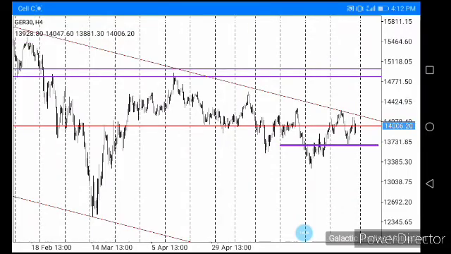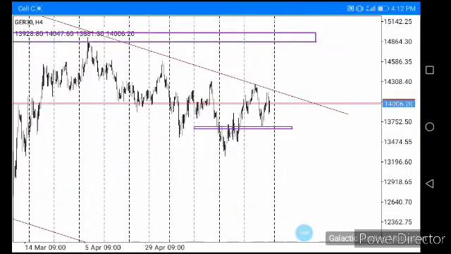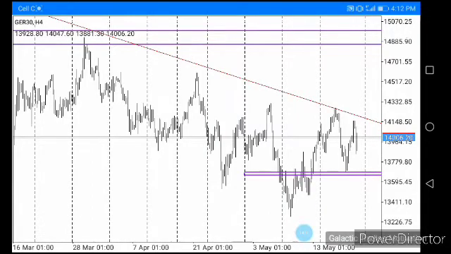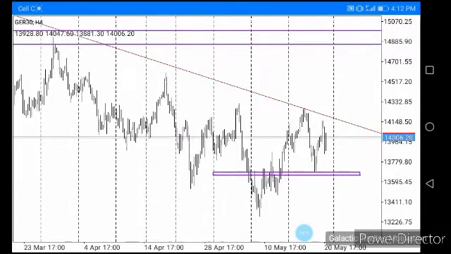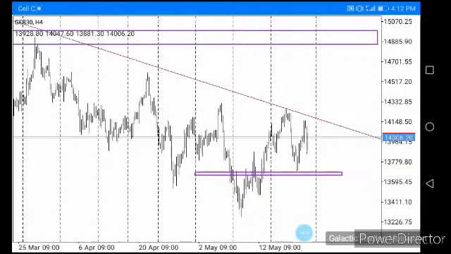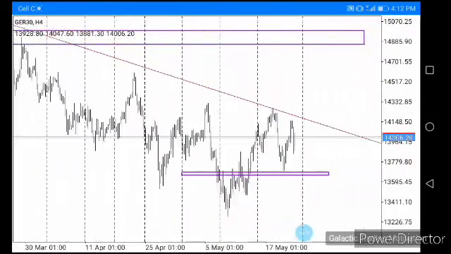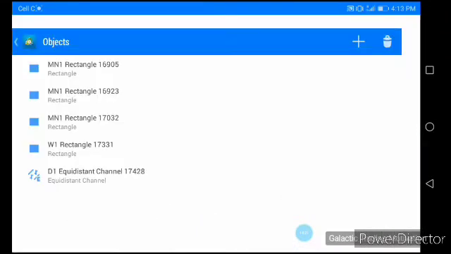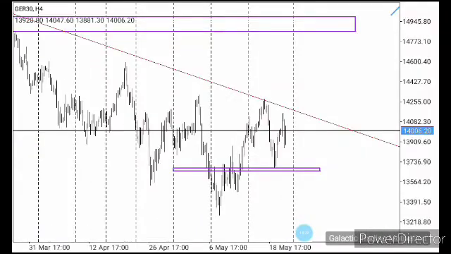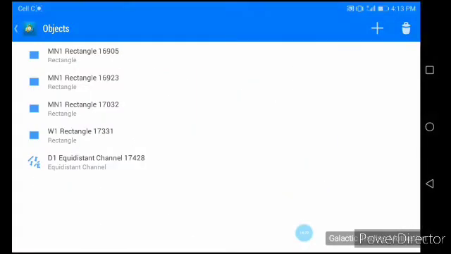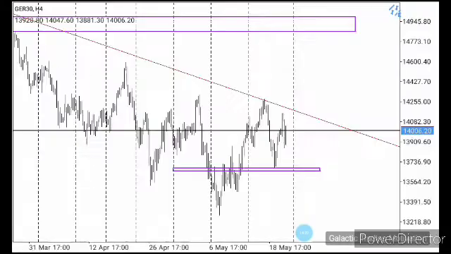One of the first things that I'm going to do on this H4 chart is add my H4 channel as well. So how would I add my H4 channel on this particular chart? Let's have a look. I would add it in this manner. Just bear with me. I would add it in this manner.